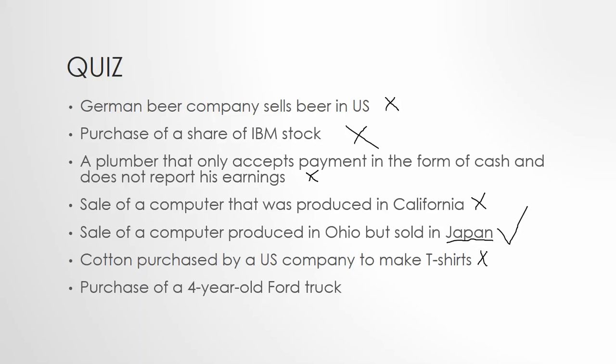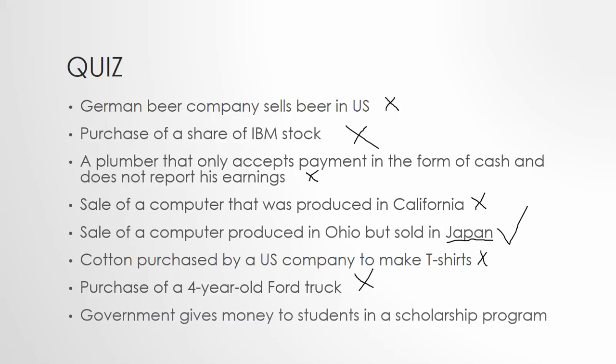The purchase of a 4-year-old Ford truck. I might have already covered this too. That would be a used good. So that is not included in GDP. And finally, if the government gives money to students in a scholarship program, that's just considered a transfer payment, and if you remember, that is not included in our GDP.